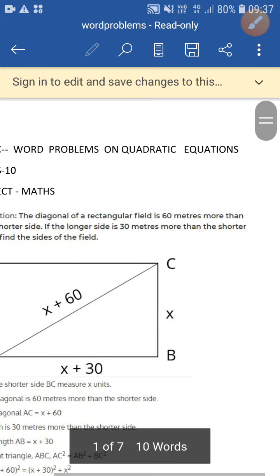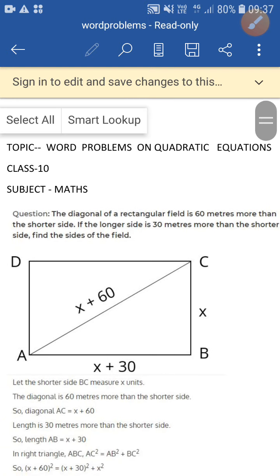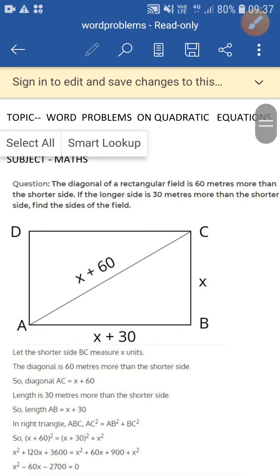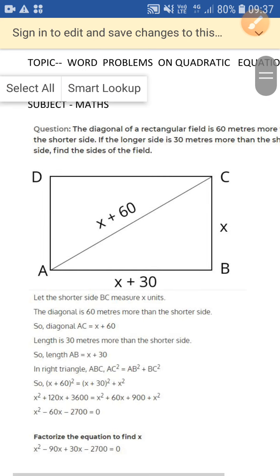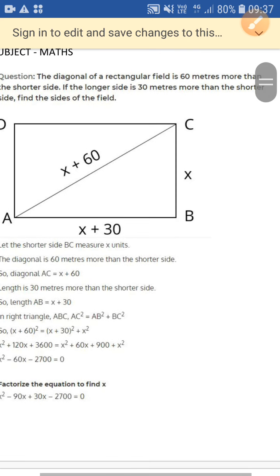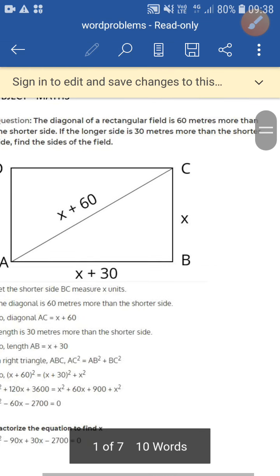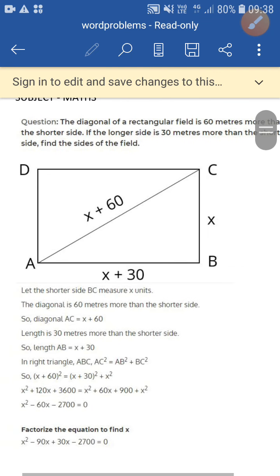Dear students, today we are going to study word problems on quadratic equations, standard 10, and these word problems are very important. We have already studied the standard form of a quadratic equation and the method of solving it by factorization, by completing the square, and by quadratic formula. Quadratic formula in itself contains the completing the square method.